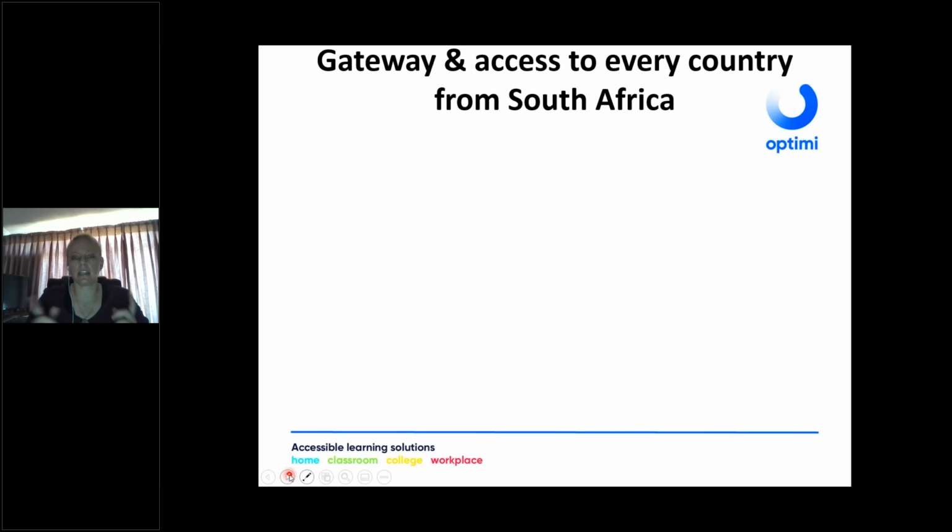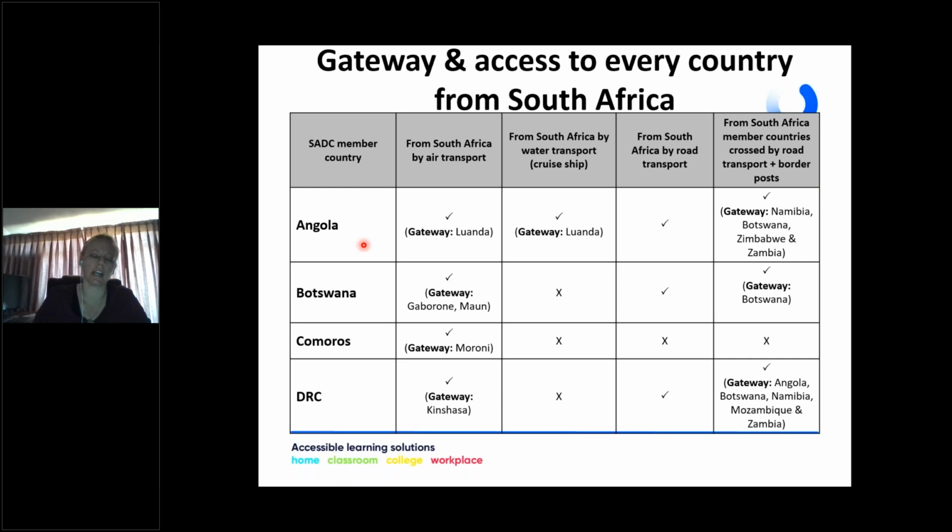Okay, so first of all, we're going to look at Angola. If we look at air transport, you can get to Luanda, which is also their capital city, via their airports. If we look at water transport, you can get to Angola via a cruise ship, also once again in Luanda. You can get from South Africa to Angola via road transport, but you will have to cross a few other countries before you can actually get into Angola, and you will also cross a few border posts. So the gateways will then be from South Africa to Angola. You would go through either Namibia, Botswana, then also Zimbabwe and Zambia.